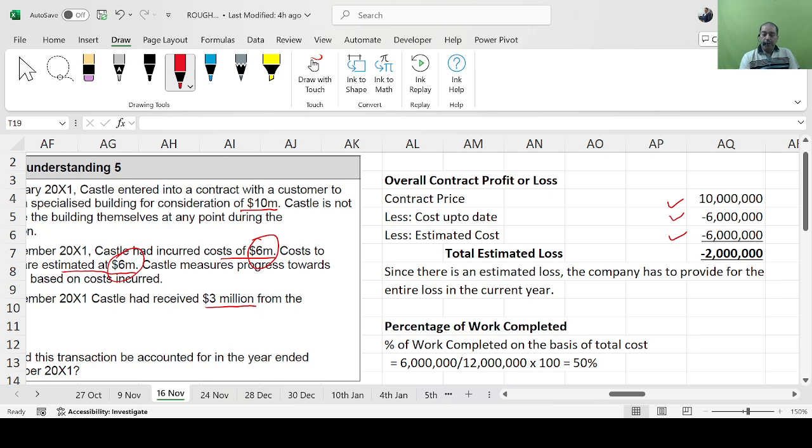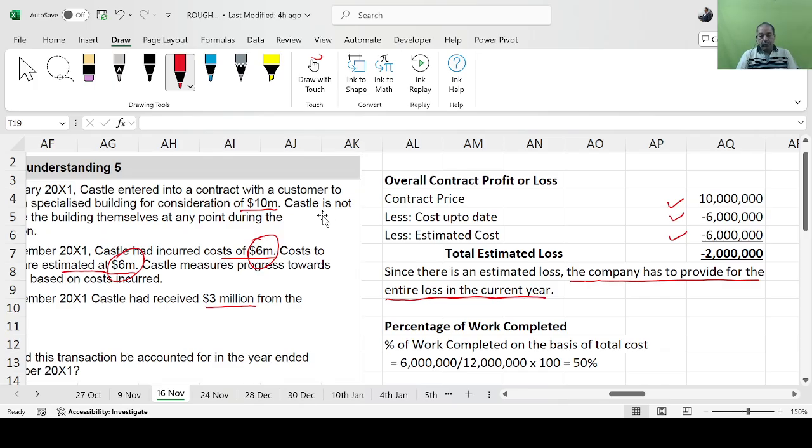Correct. So below that I will write this statement. All statements, all workings will form part of your answer, without which you are going to lose marks in the examination. So I will write there, since there is an estimated loss, the company has to provide for the entire loss in the current year.